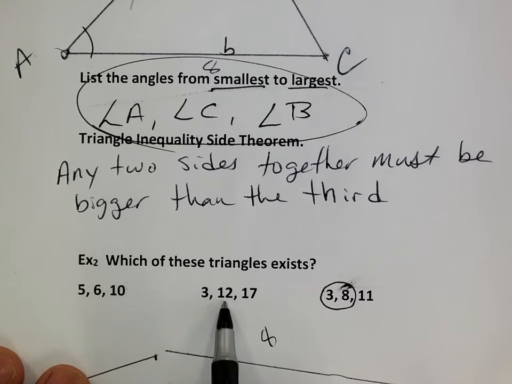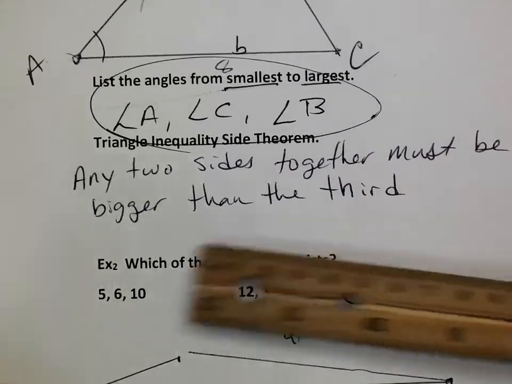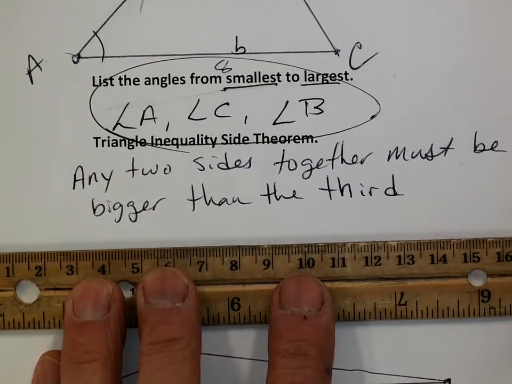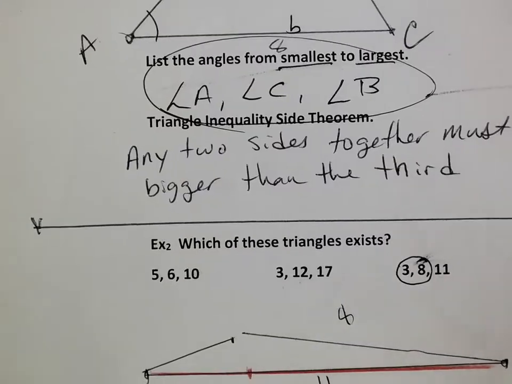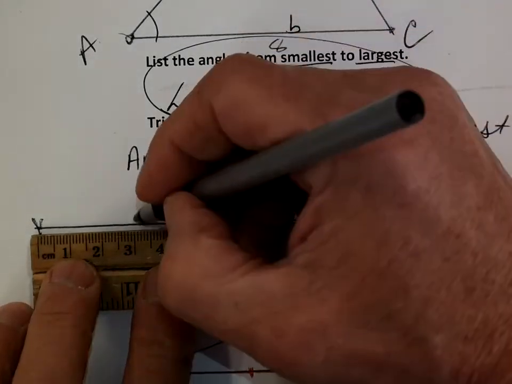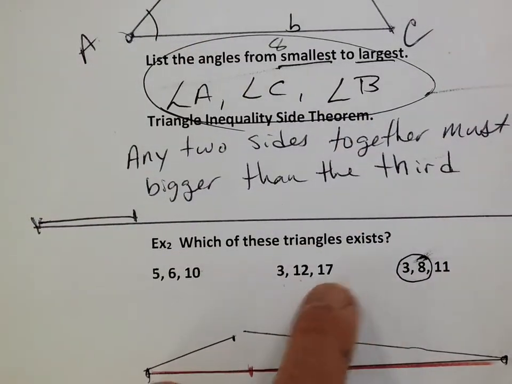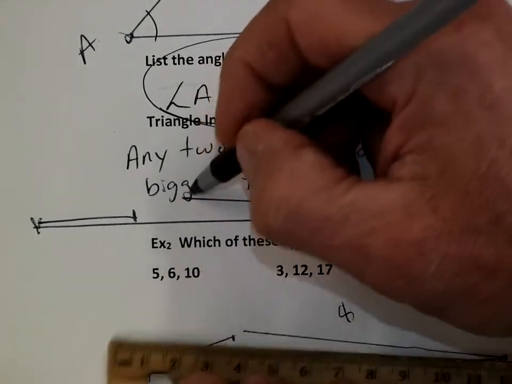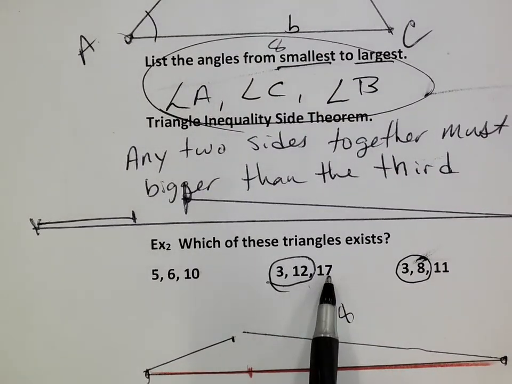3 plus 12, that's 15. That wouldn't make 17. So we try to draw that one in. 17 is really, super long. There's my 17. And I try and draw in a 3 from this side, and I try and draw in a 12 from this side. It's just not going to make a triangle. So if any two added together aren't as big as the third, a triangle does not exist.